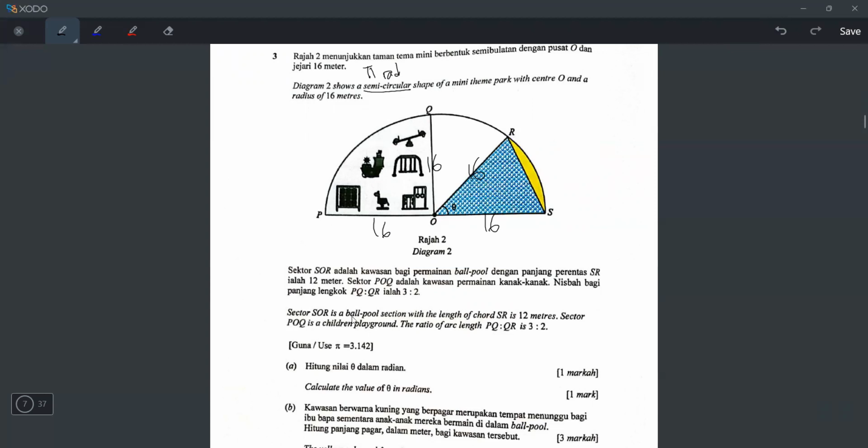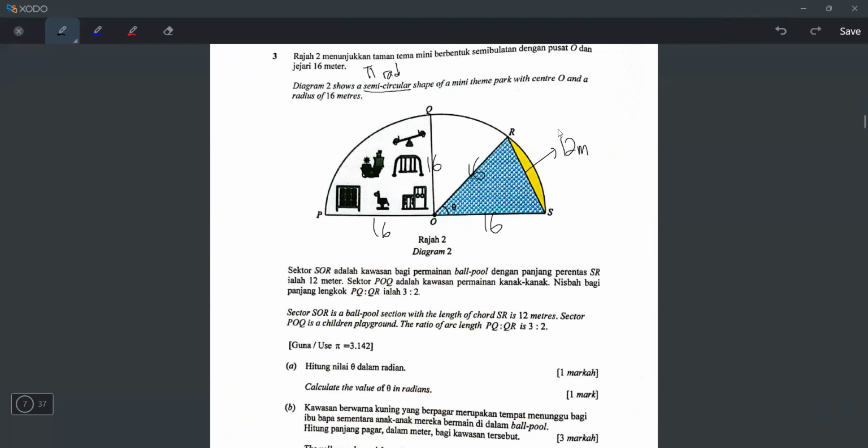Sector SOR is a ball pool section. So the ORS sector is a ball pool section. I don't know what a ball pool is, but it's okay, you don't need to know the meaning actually. You just need to know this is the ball pool section, with the length of chord SR being 12 meters. So this SR is a chord, and the length is 12 meters.